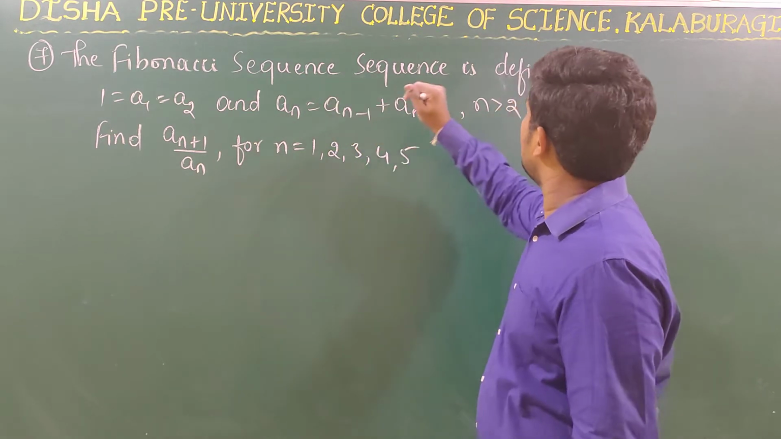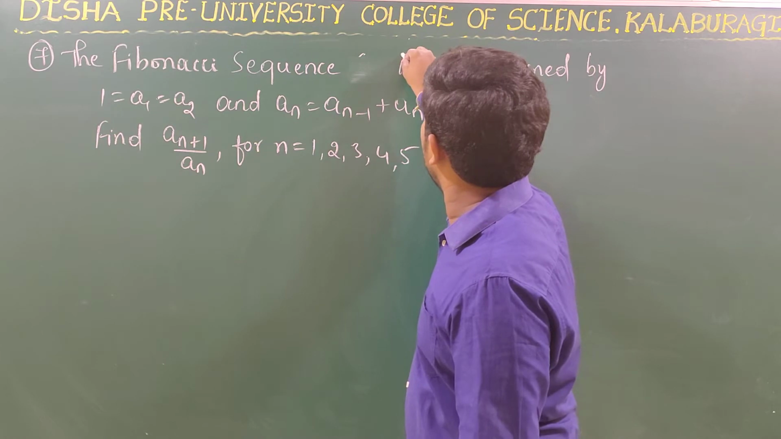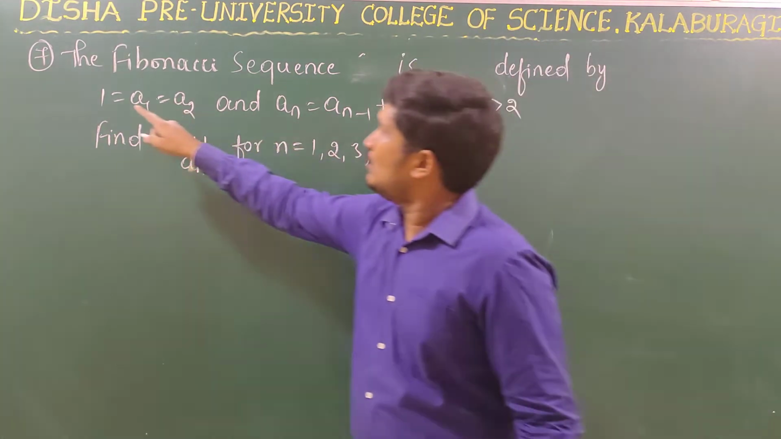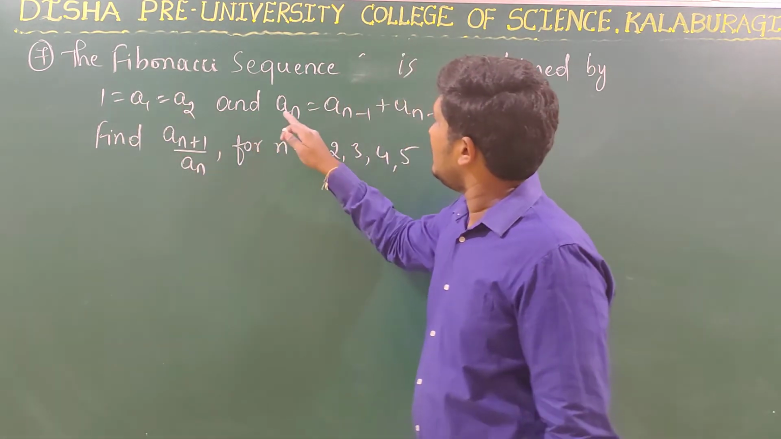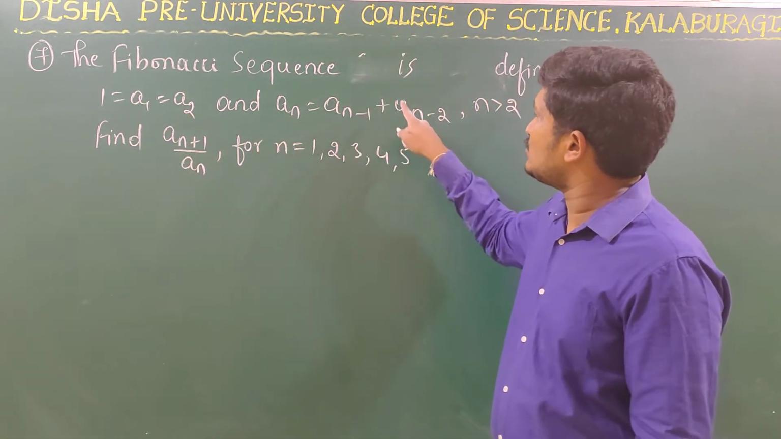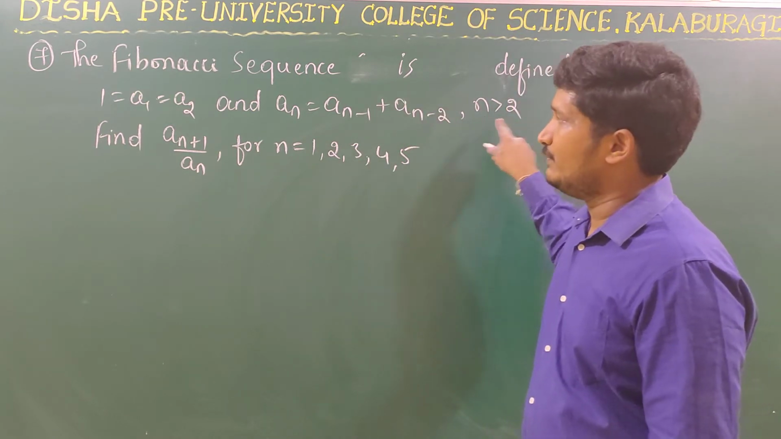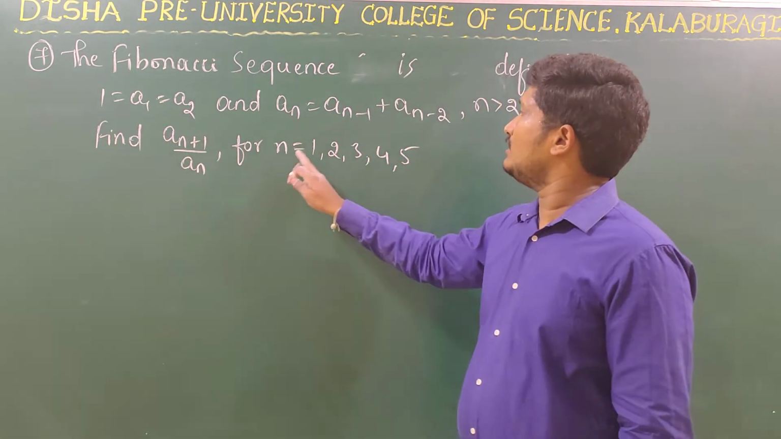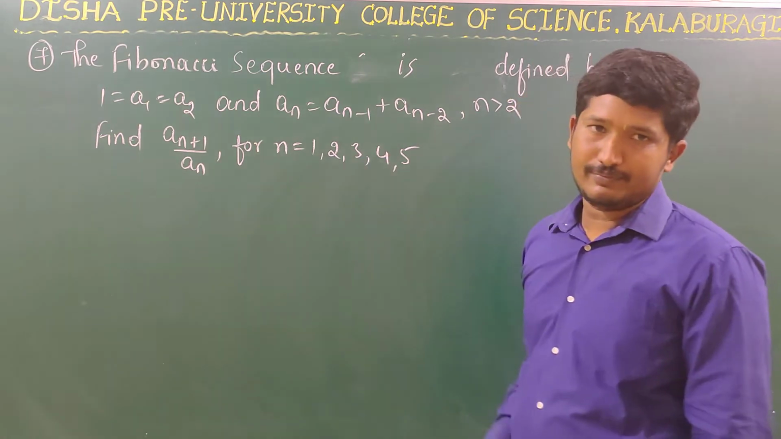The Fibonacci sequence is defined by a1 is equal to a2 is equal to 1, and an is equal to an minus 1 plus an minus 2, n is greater than 2. Find an plus 1 divided by an for n is equal to 1, 2, 3, 4 and 5.